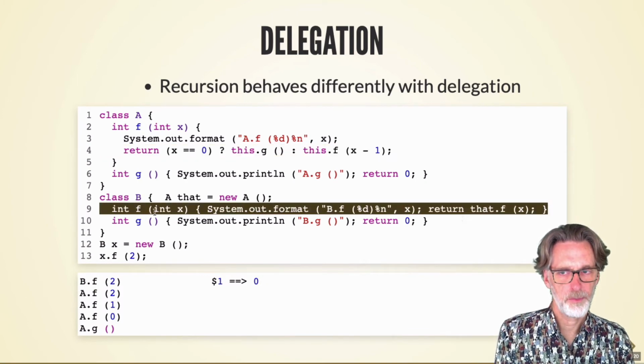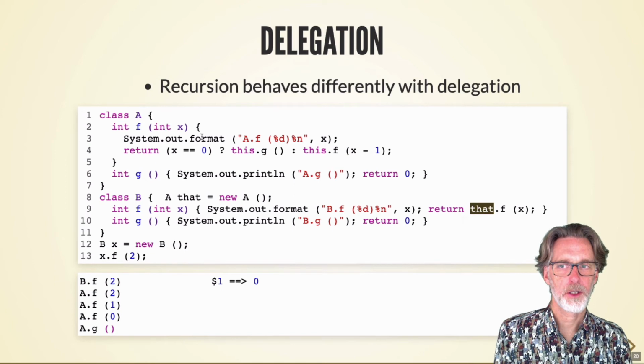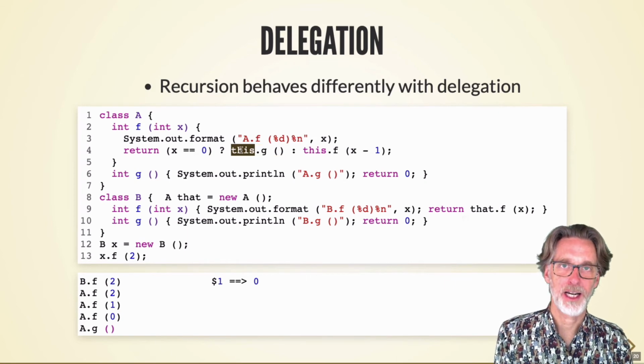When we start with b.f, we'll invoke the method and then call the method on the inner A object. That will then just recur on itself until it terminates, at which point we're done. You'll also note that the call to this.g is different, because here, this again is both dynamically and statically of type A. So I'm not actually getting the call to b.g like I had before.